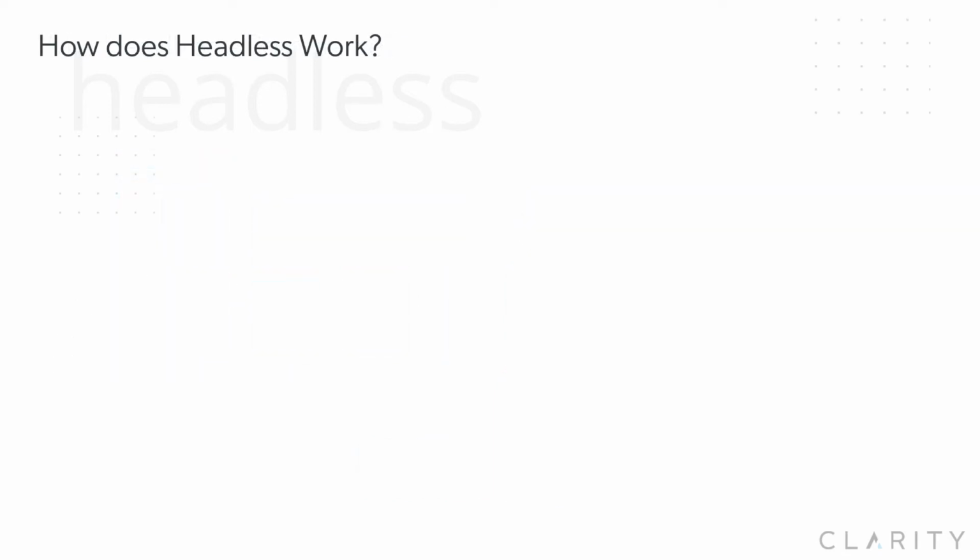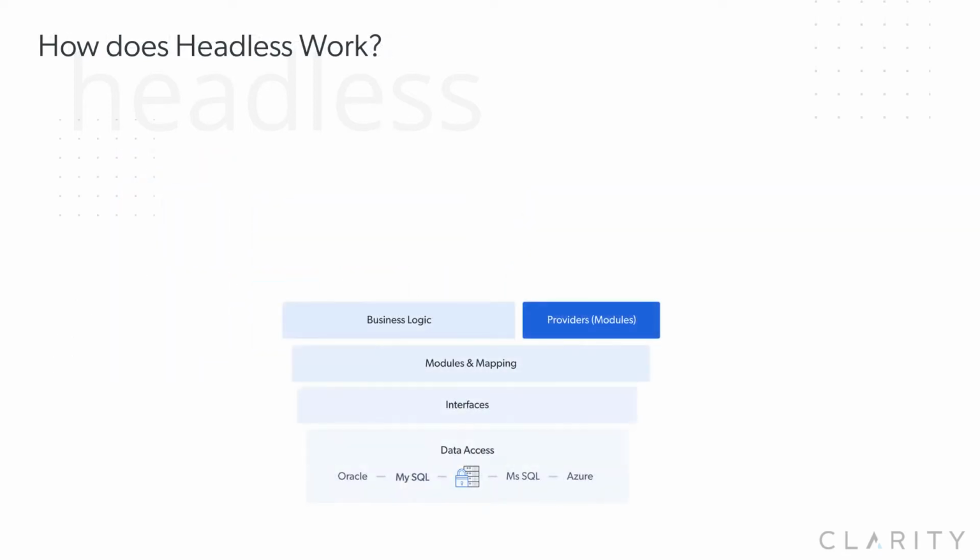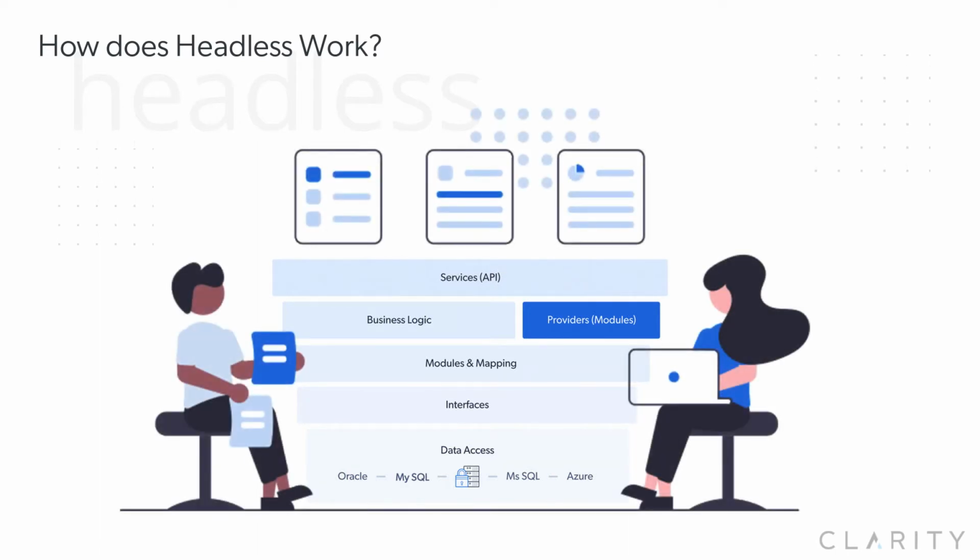So how is headless done? Headless starts with an architecture that enables the entire application to run without any front-end UI. Then, with a robust API, the developers must expose endpoints that the front-end developers can use to expose that functionality in whatever UI they're designing.